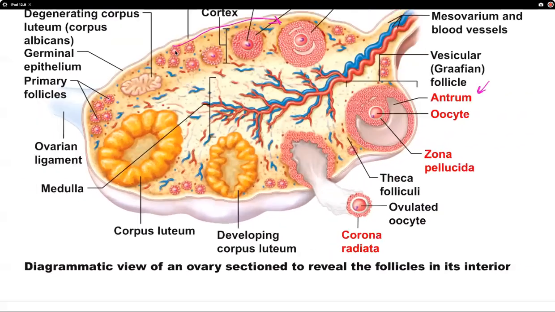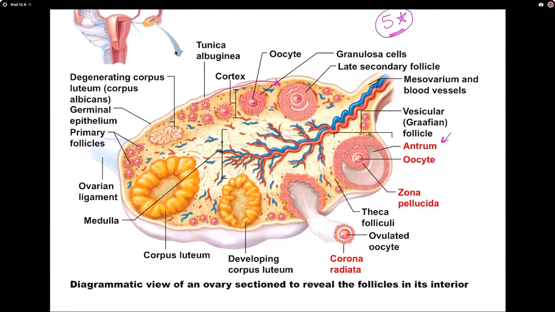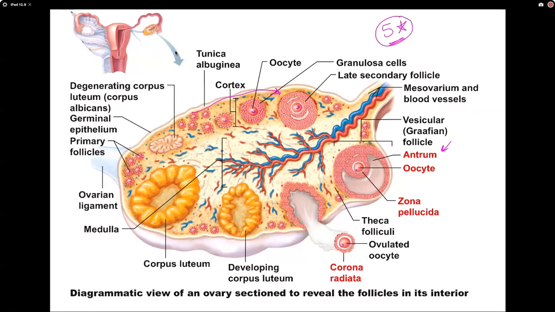All right. Questions? This is again a five stars diagram. The description of the Graafian follicle is highly important. The space filled with fluid is called the antrum. The egg is the oocyte, and the follicular cells that will be directly surrounding the oocyte, this is the zona pellucida.